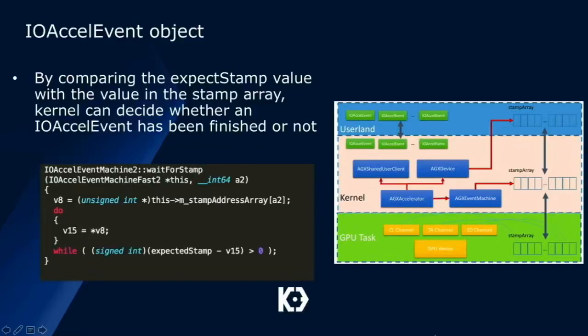So here is the code. It checks whether the expected stamp is higher than the current last completed stamp value. If it is higher, then it continues the waiting process in the loop. But if it is smaller or equal, it means that the job instruction has already finished.